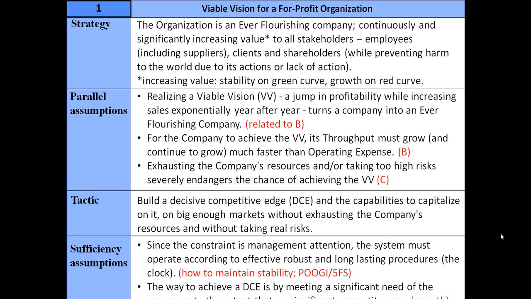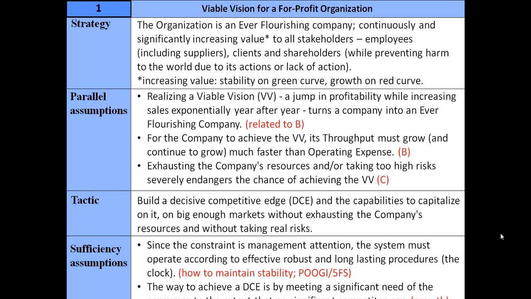So what we have to do to achieve the viable vision, which is to grow exponentially, is have sales minus the totally variable cost growing much faster than cost, of which operating expense is one type and investment is another. Operating expense is what changes with the throughput level, or typically does.